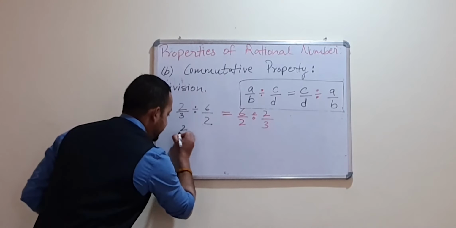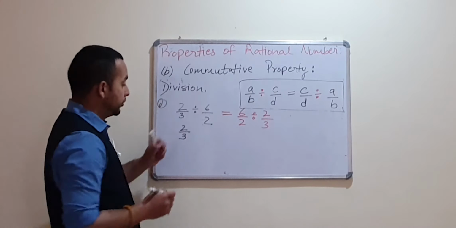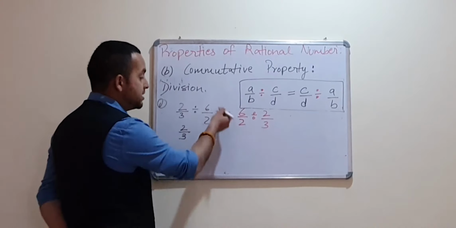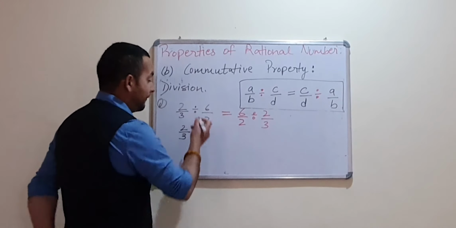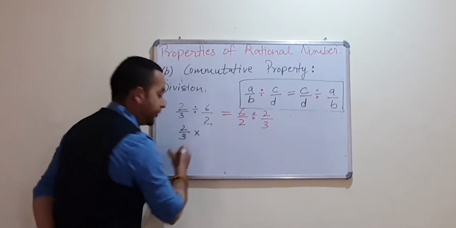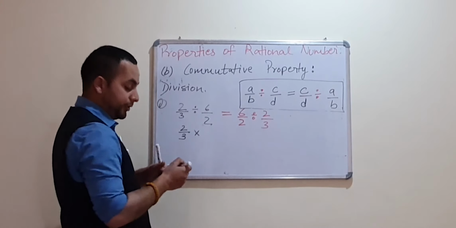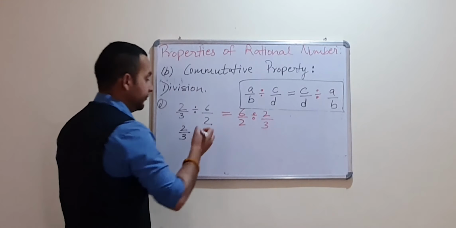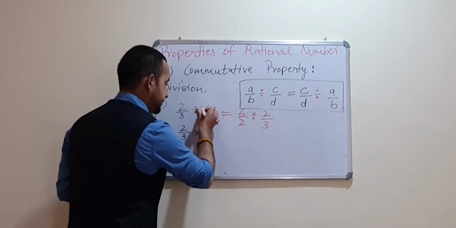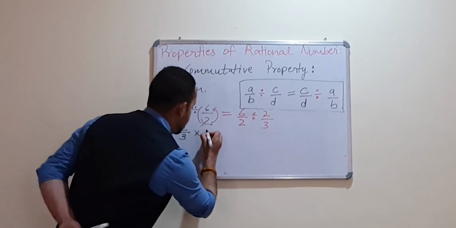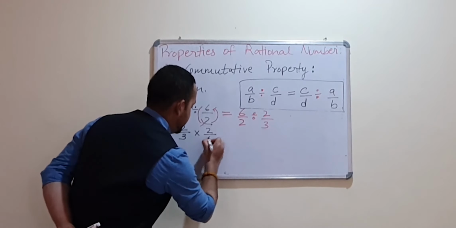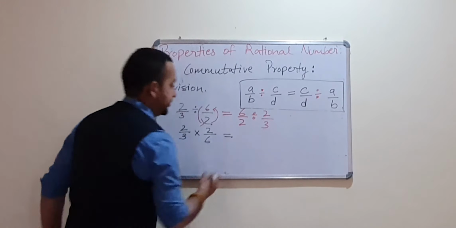We are writing the first fraction or rational number as it is, 2 upon 3, and we are taking the reciprocal of the second rational number. When we take the reciprocal, our operation changes and the numerator becomes the denominator and the denominator becomes the numerator. So it will become 2 upon 6 is equal to.